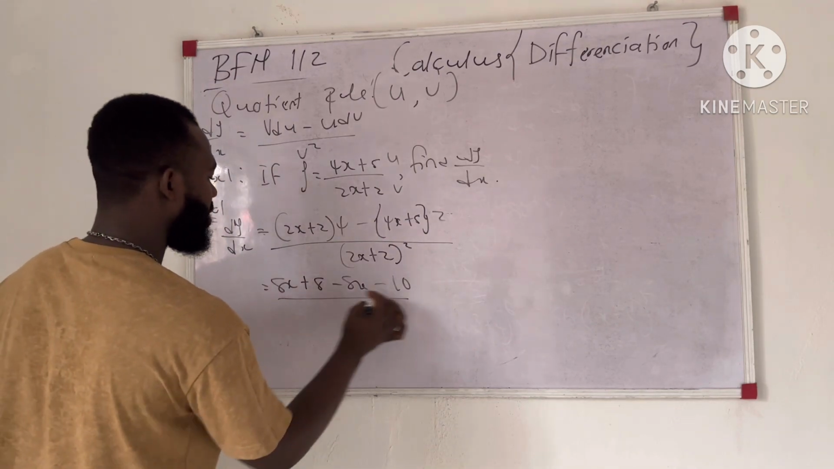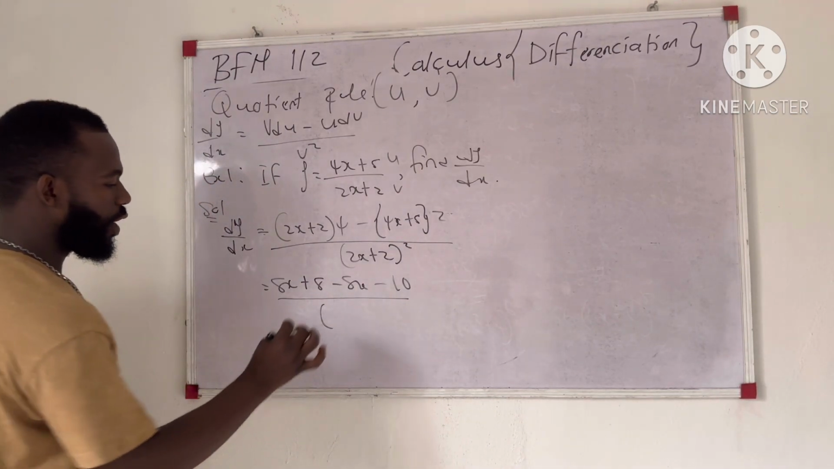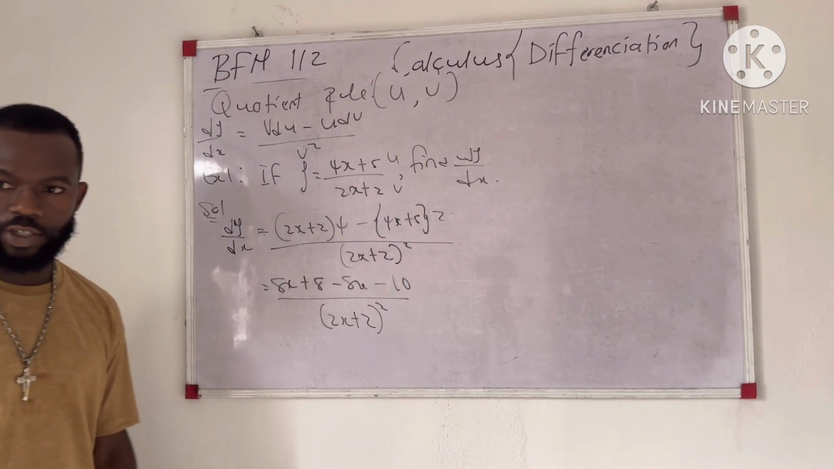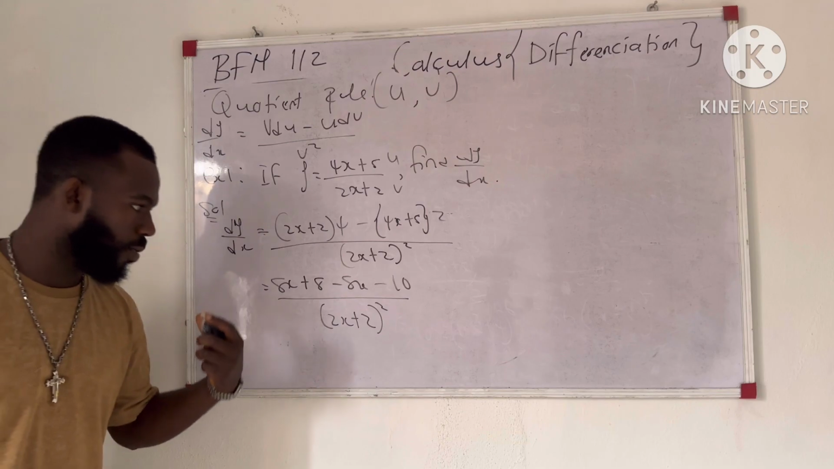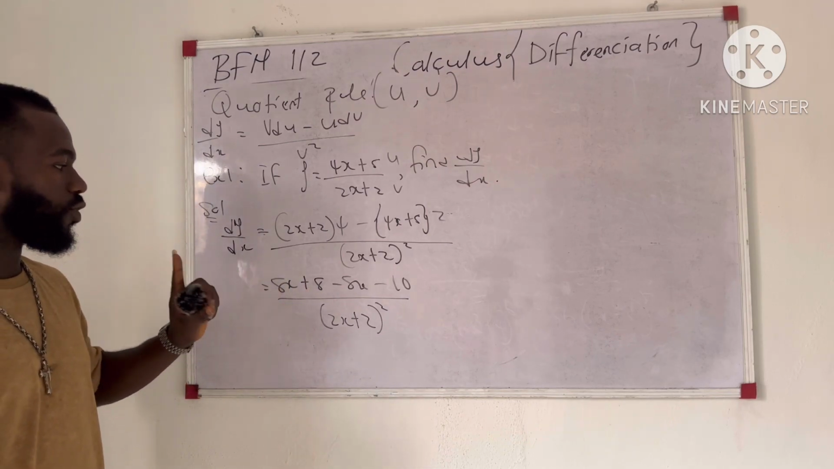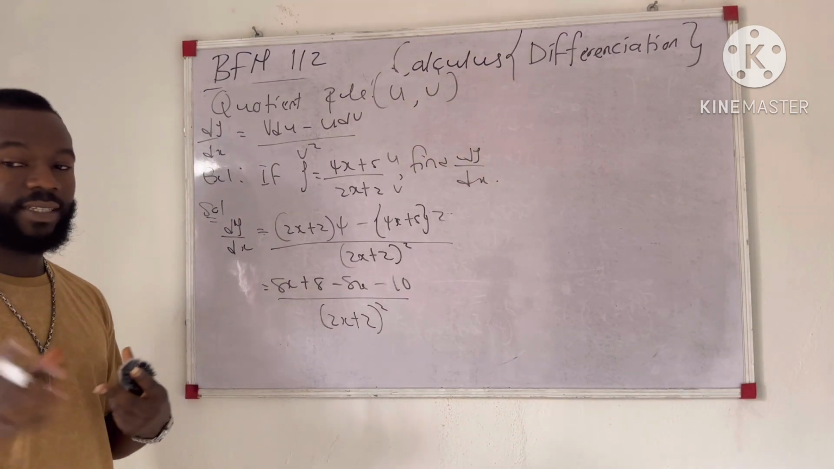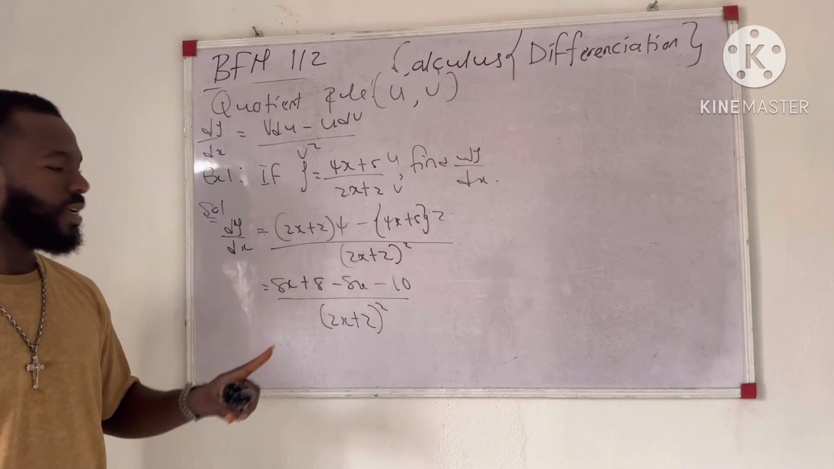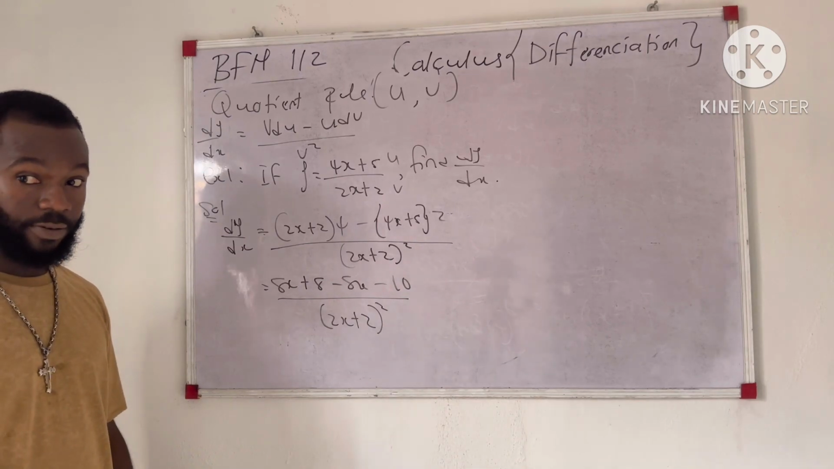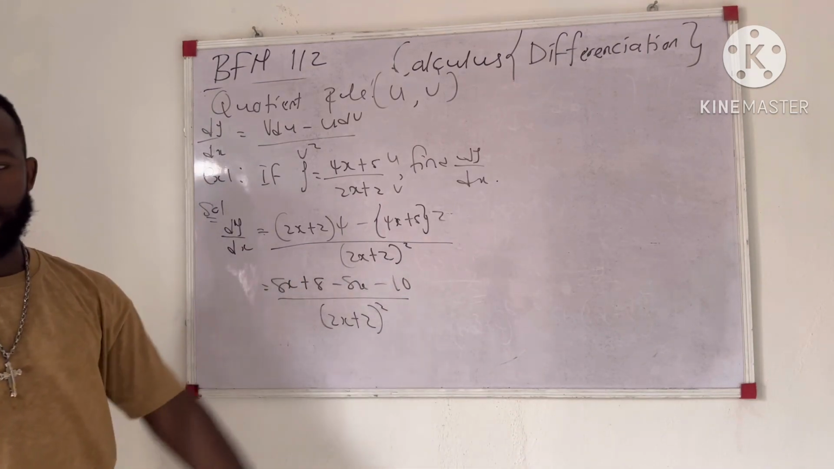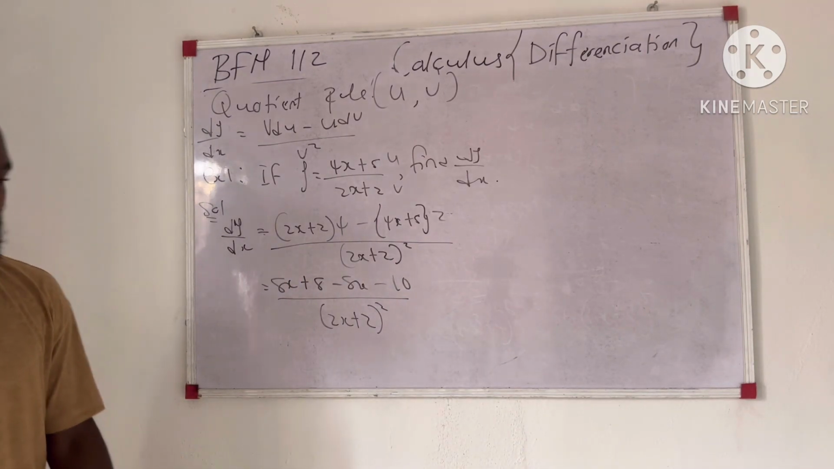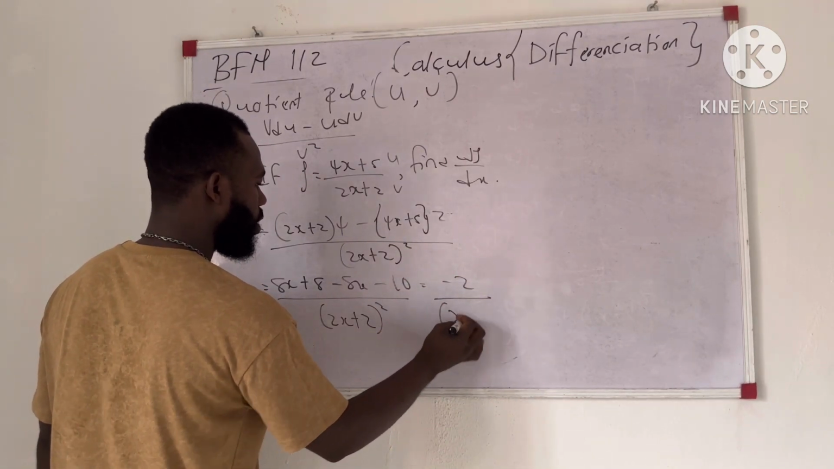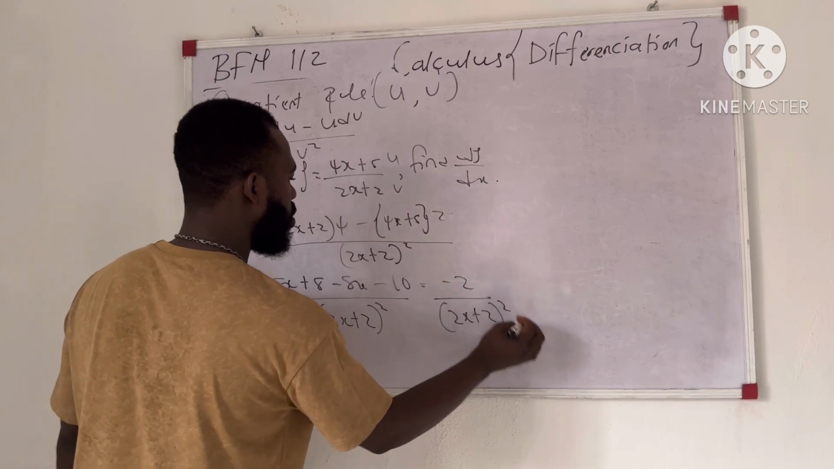All over. Class, you don't touch the denominator. The denominator remains 2x plus 2 raised to the power 2. You don't touch. So now let's solve the numerator. 8 cannot be added to 8x because 8x is carrying x. But I can do 8x minus 8x. Now 8x minus 8x is 0. So what do we have left now? 8 minus 10. 8 minus 10 actually is what? Minus 2. So our final answer to this question becomes minus 2 over 2x plus 2 all squared.